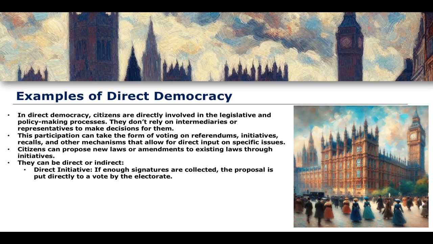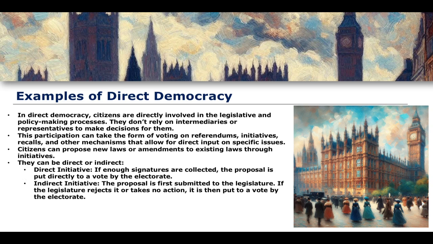So, for example, in a direct initiative, if enough signatures are collected, then the proposal is put directly to a vote by the electorate. That is what is known as a direct initiative. And there are some situations and some systems in the world that operate on the basis of this direct initiative system. An indirect initiative is where a proposal is first submitted by and to the legislature, the lawmaking authority. If the legislature rejects it or takes no action, then it is put to a vote by the electorate.